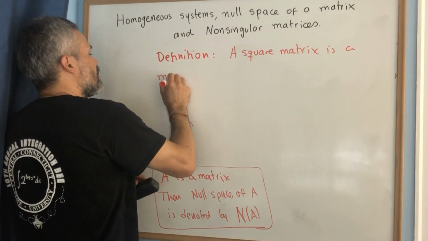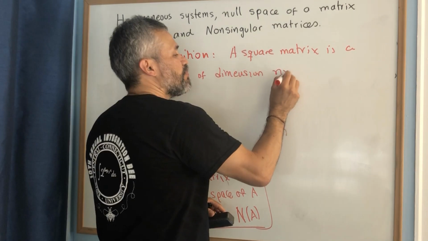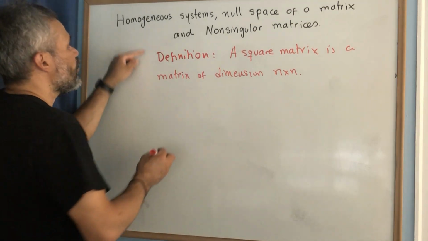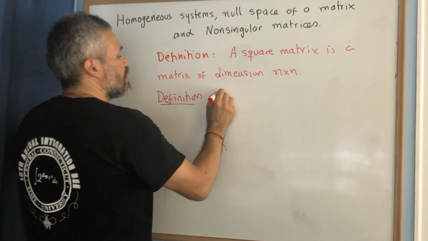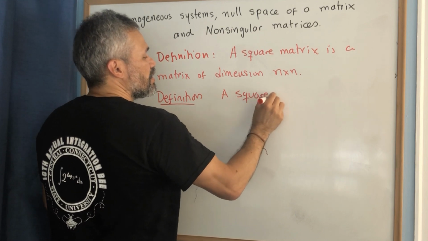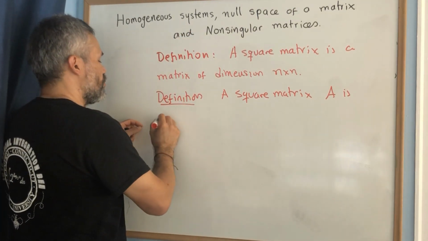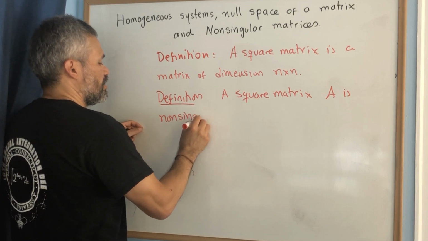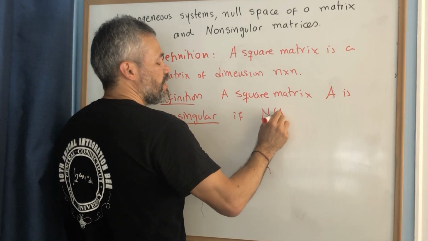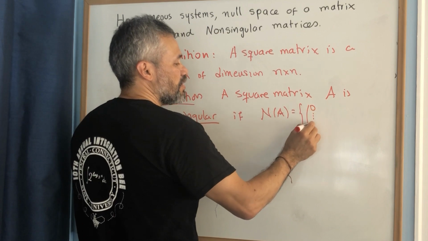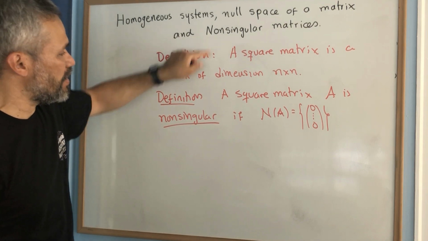It's a matrix of dimension n by n. Now we can define a non-singular matrix, and here is the definition. Definition: a square matrix A is non-singular if the null space of A is just the set {0, 0, 0, 0}. Then this is the definition of a non-singular matrix.